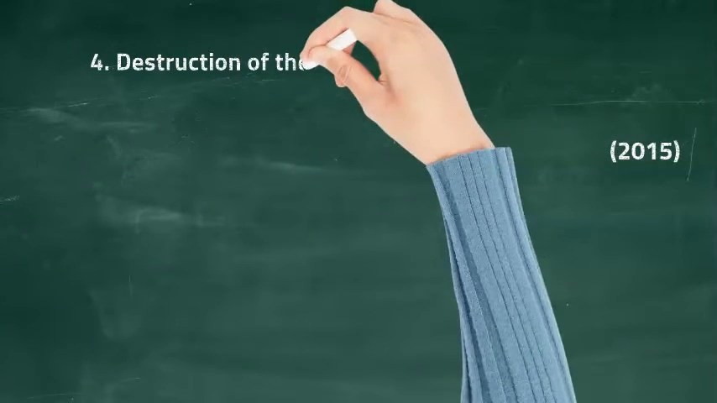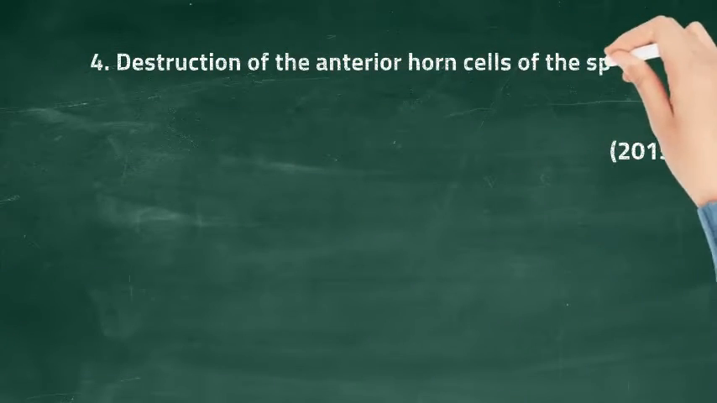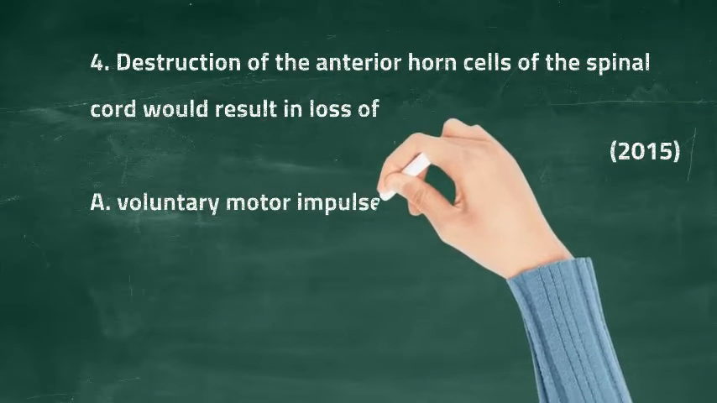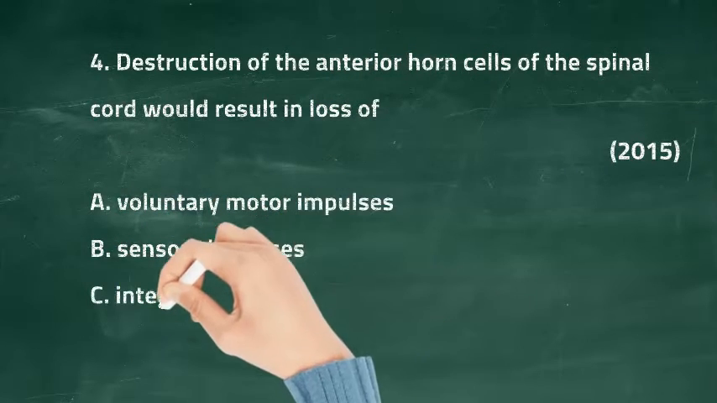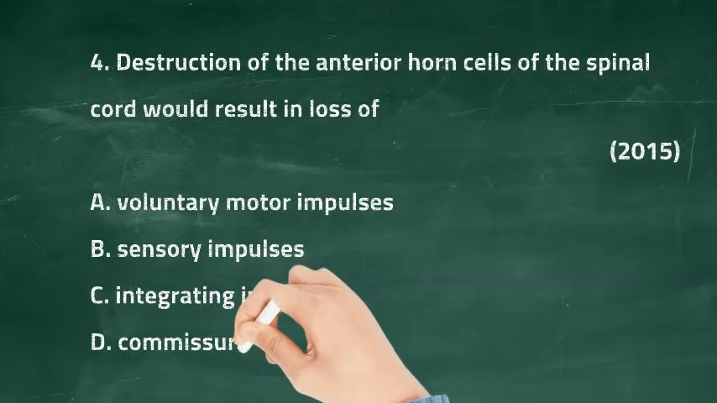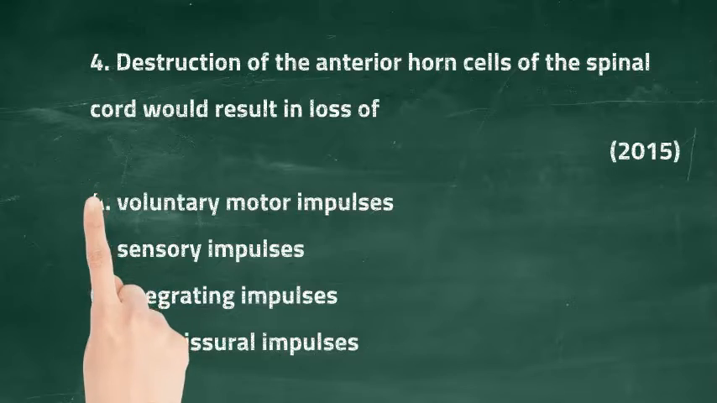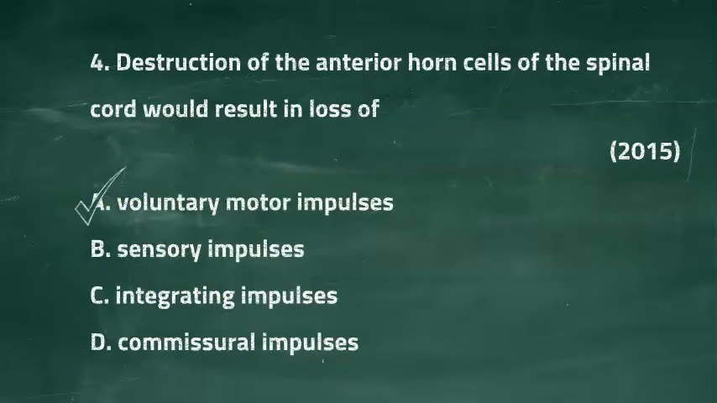Question 4th. Destruction of the anterior horn cells of the spinal cord would result in loss of: option A is voluntary motor impulses, option B is sensory impulses, option C is integrating impulses, and option D is commissural impulses. The right answer is option A, voluntary motor impulses.